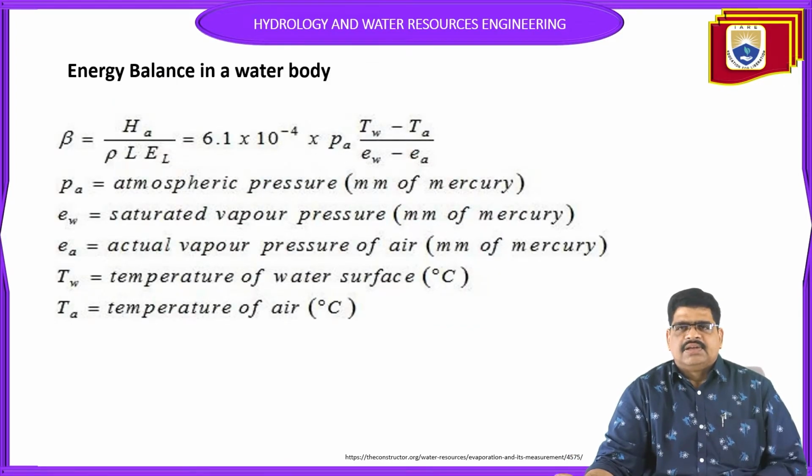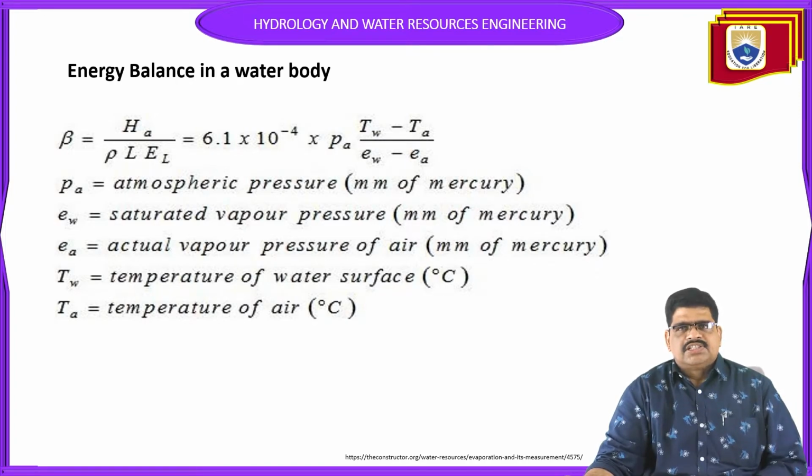So the energy balance in the water body, with Bowen's ratio beta B equal to HA by P into L into EL, is equal to 6.1 into 10 to the power minus 4 into PA into TW minus TA by EW minus EA. By this formula we have to find the evaporation also. Let us see the notations given in the calculation of the energy balance in the water body.